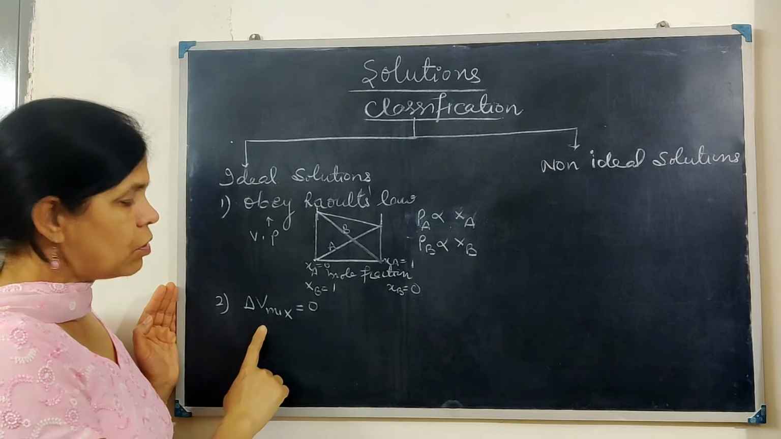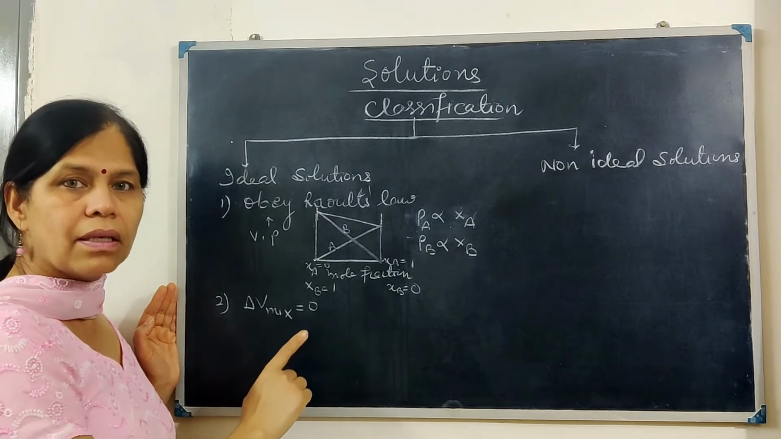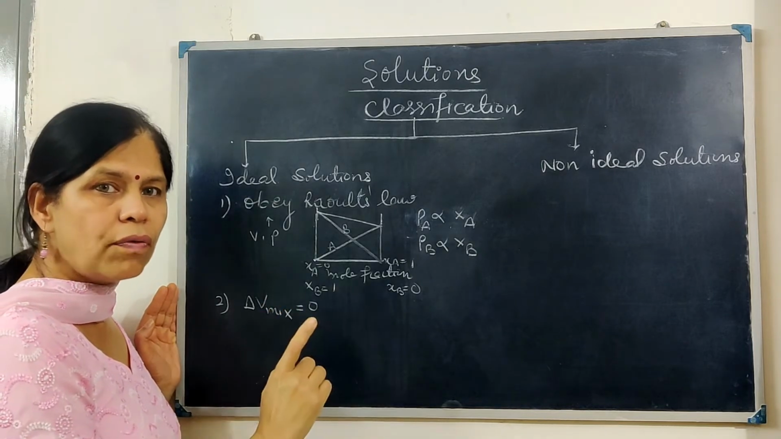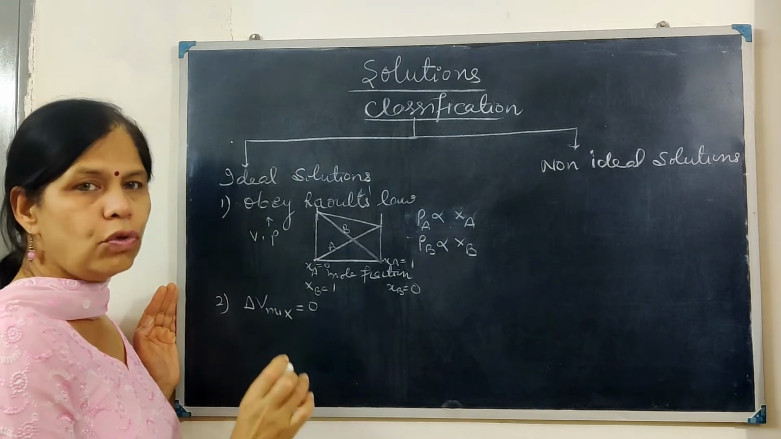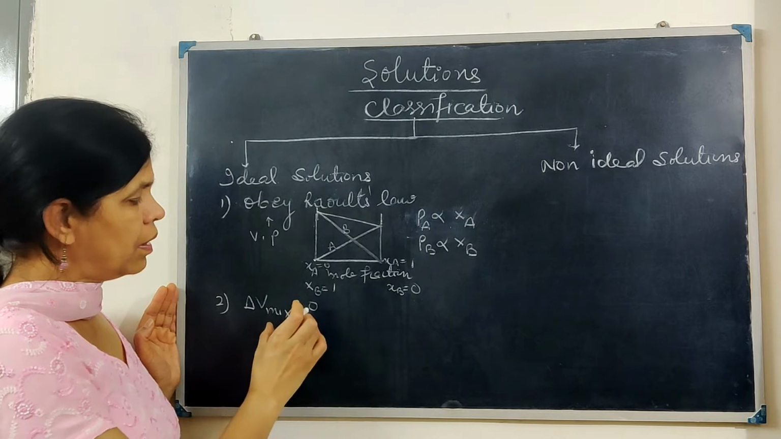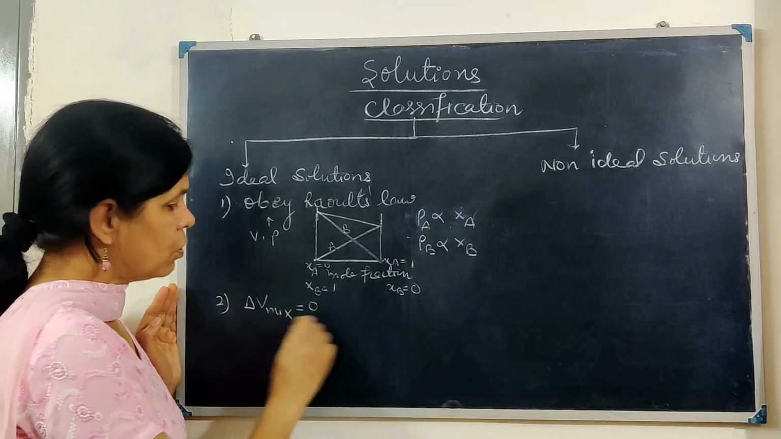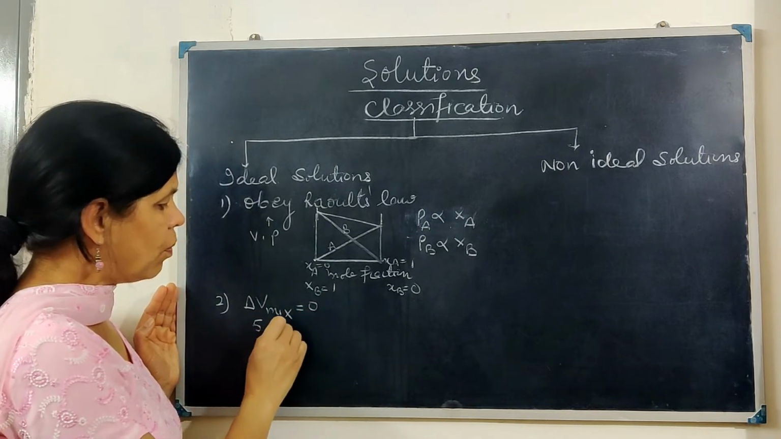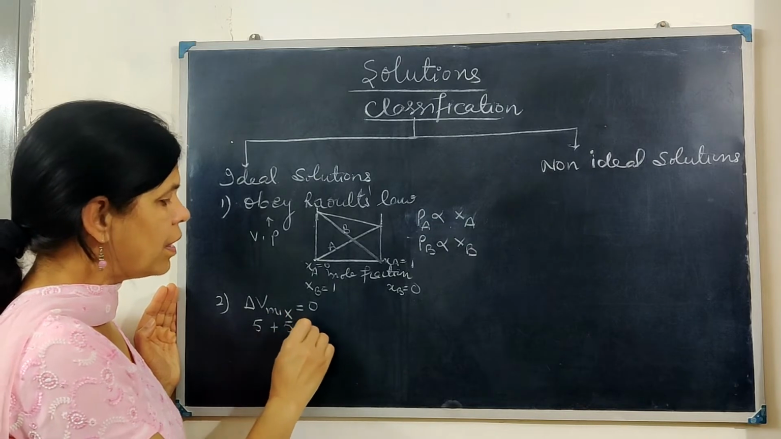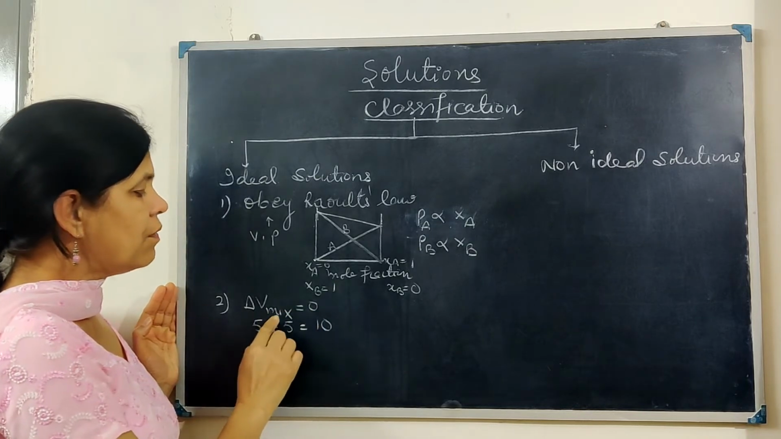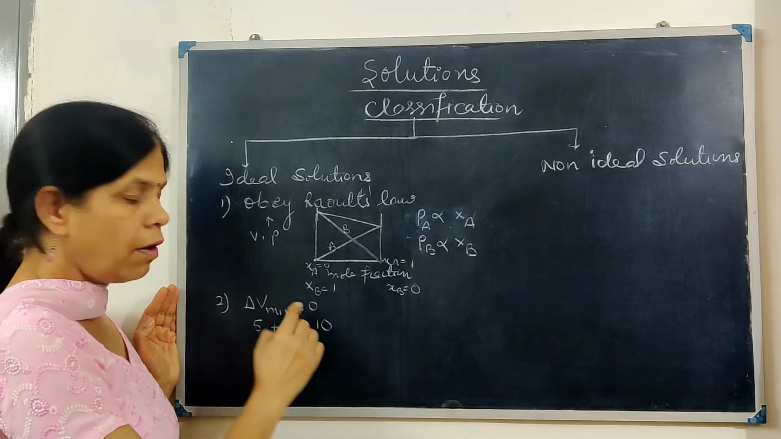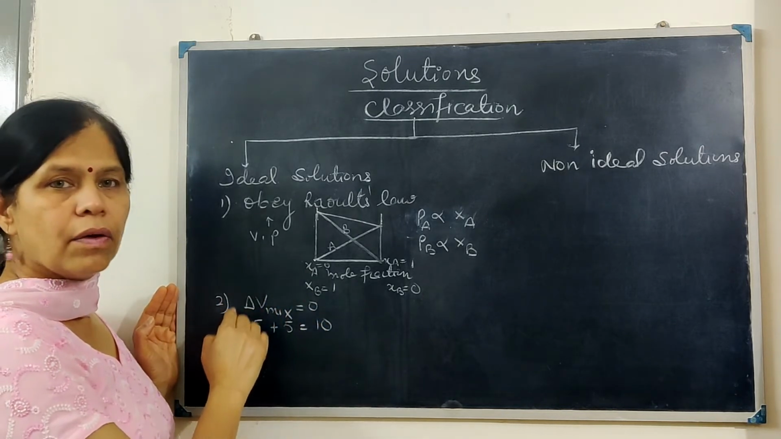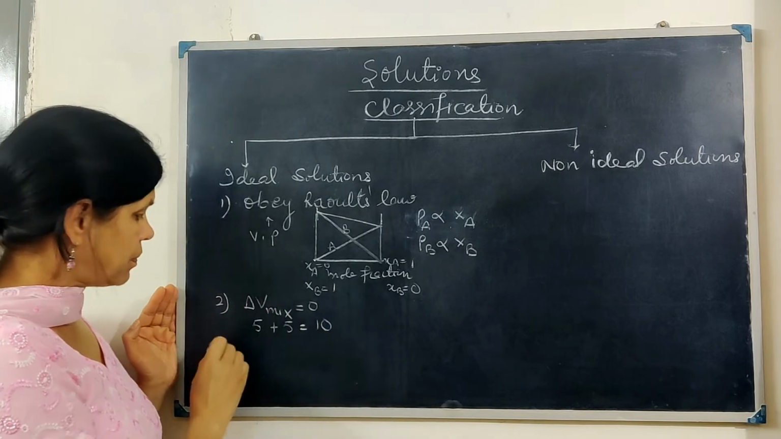So in an ideal solution, if you mix two components of a particular volume, then the total will be equal to the sum of the volumes of each component. So if I take 5 ml of A component and 5 ml of B component, it comes out to be 10. Even after mixing the two components, there is no change in the volume. Before mixing and after mixing, the volume remains the same.